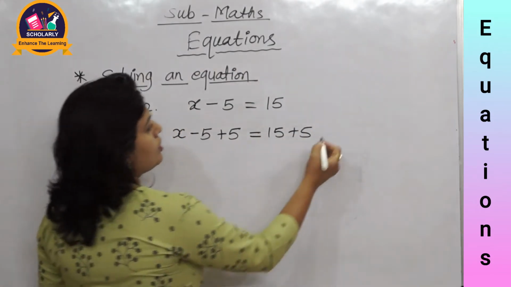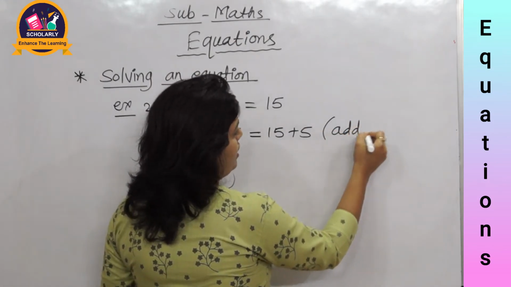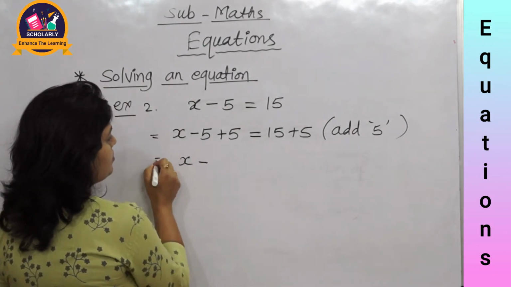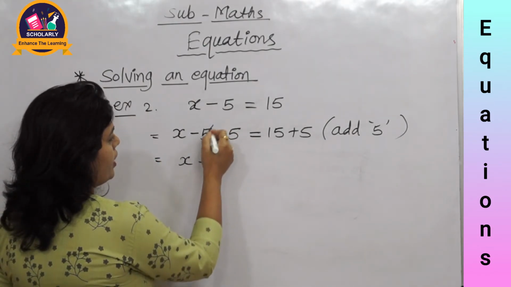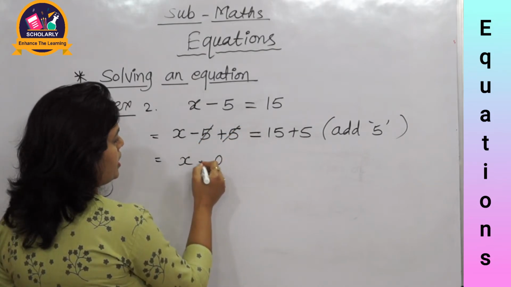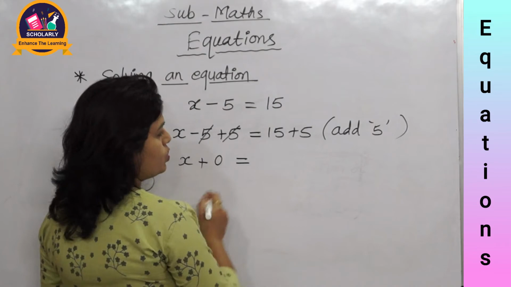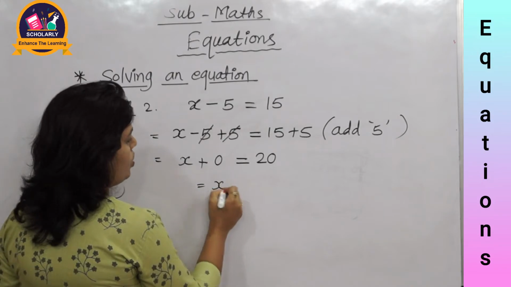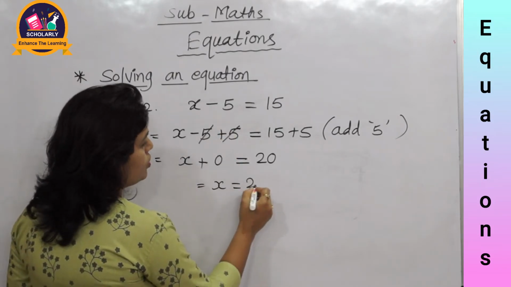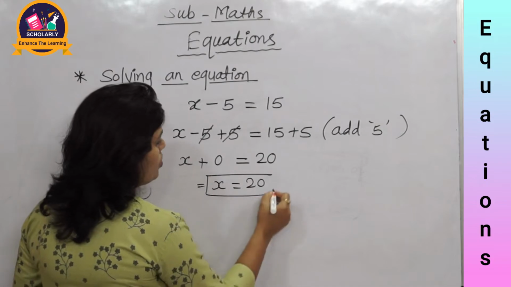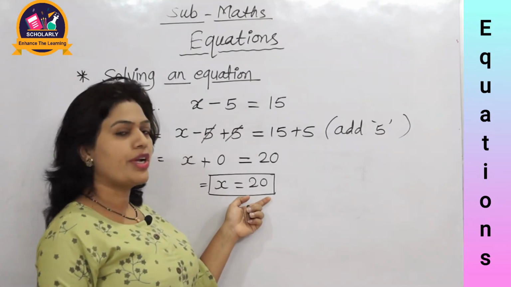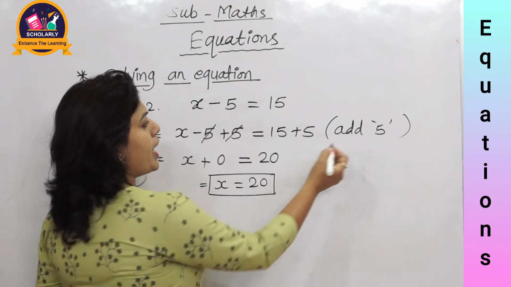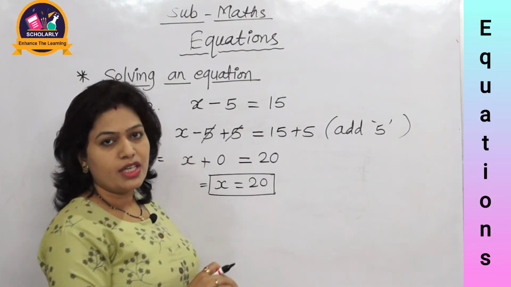15 plus 5. What we did? We added 5. X minus 5 plus 5 got cancelled, that is x plus 0 equals 15 plus 5, that is 20. That means the value of x for this equation is 20. X equals 20. So x equals 20 is the solution of this equation. What we did for it is we added 5 on both sides of the equation.